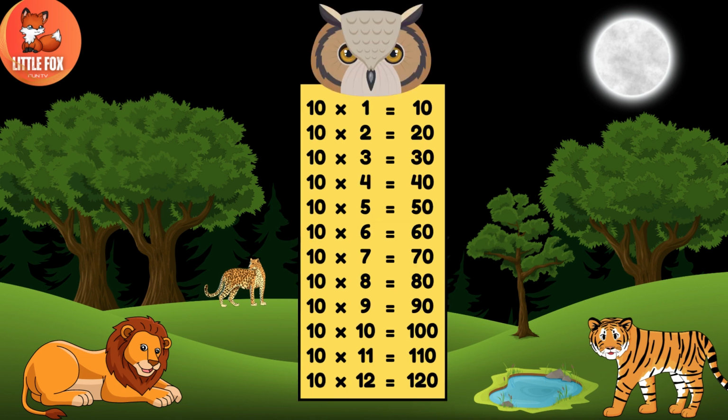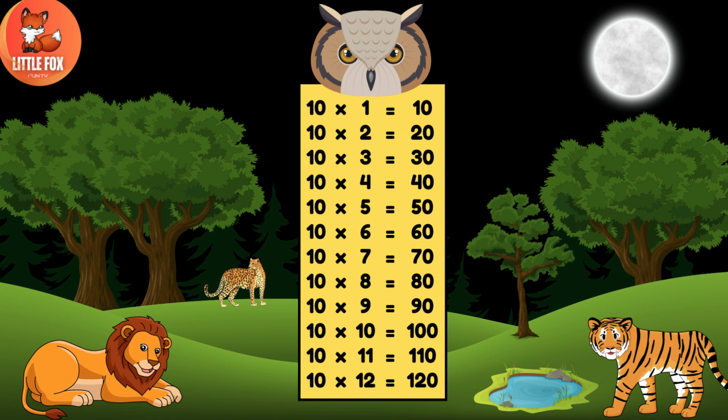10s tables multiplication. 10 multiply 1 is equals to 10. 10 multiply 2 is equals to 20. 10 multiply 3 is equals to 30. 10 multiply 4 is equals to 40.